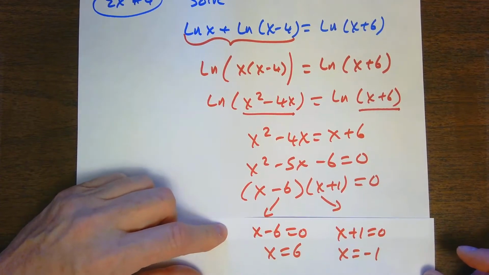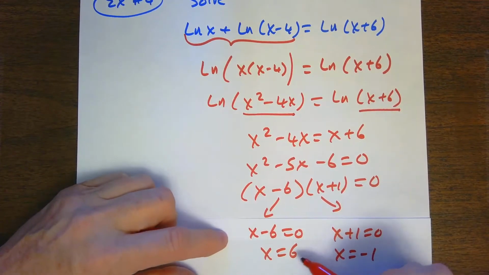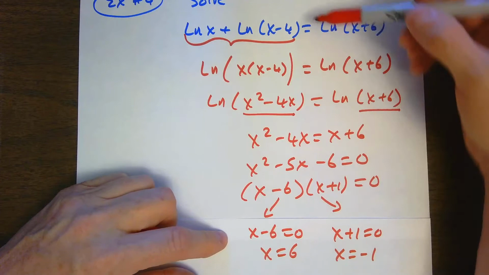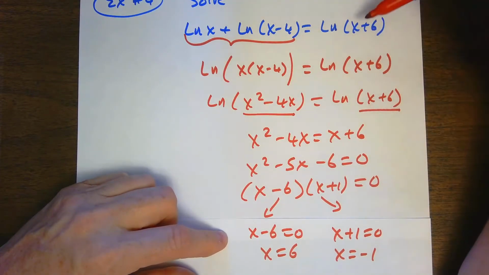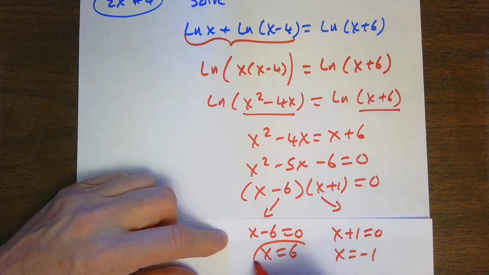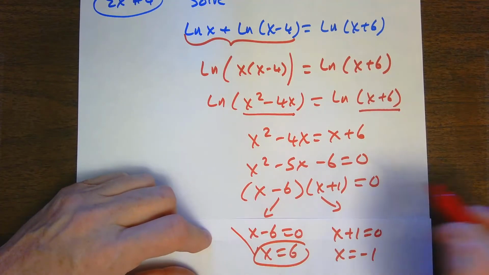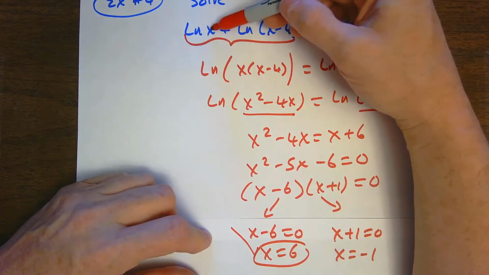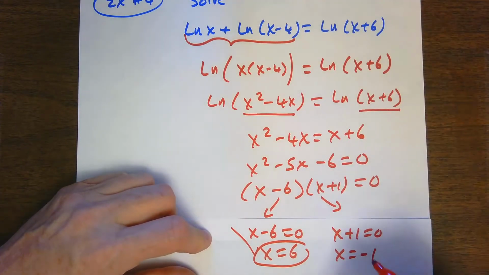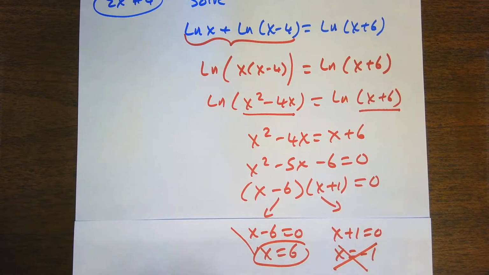But I need to check these solutions. Am I allowed to have these solutions? If I plug 6 back in here, I get a positive argument. 6 minus 4 is positive. 6 plus 6 is positive. Okay, I'm allowed to have 6. None of my logarithms become negative. How about negative 1? The natural log of negative, oh, that one becomes negative. So nope, can't have that solution. That's an extraneous solution there. So the only answer is going to be 6.